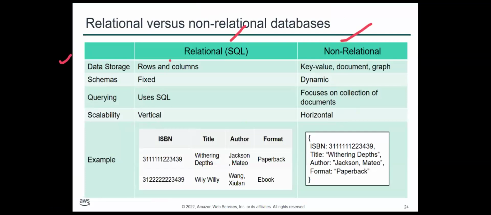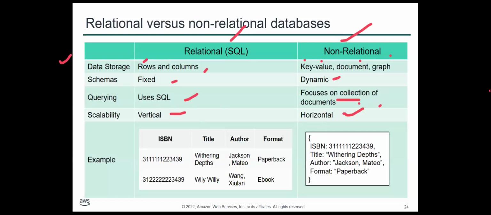As I already mentioned, for data storage, here it is rows and columns, here it is key-value pairs. Here we call it documents or graph. Here we call it rows, records or tuples. Here the schema is fixed, here it is dynamic, it can be changed. For querying, we can use SQL here; it focuses on data collection, like MongoDB. Similar to this, we call them documents. And as I mentioned, SQL scaling is vertical, and here it is horizontal scaling.